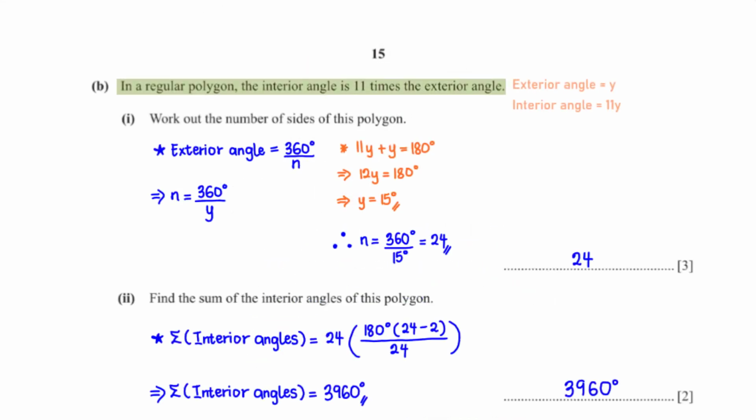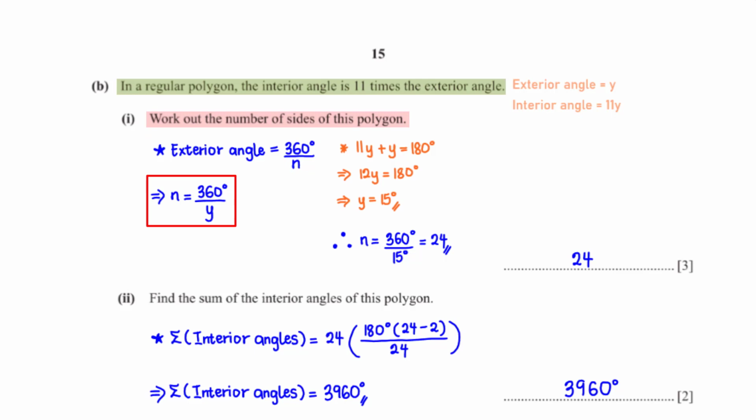In a regular polygon, the interior angle is 11 times the exterior angle. Work out the number of sides of this polygon. Here is the formula for the exterior angle of a regular polygon. We are interested in finding the number of sides n of the polygon. When we make n the subject, this is what we have.